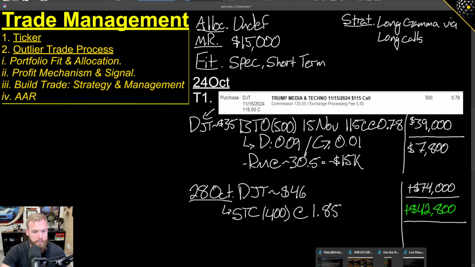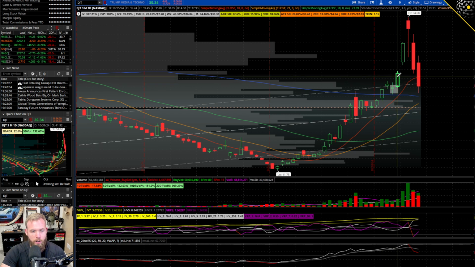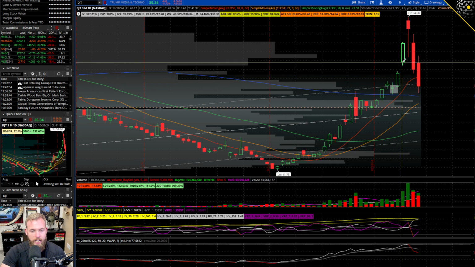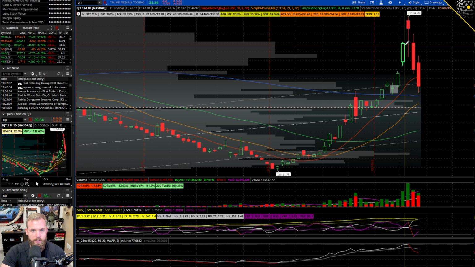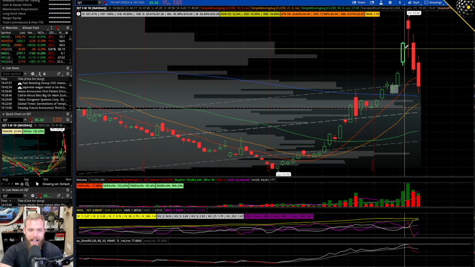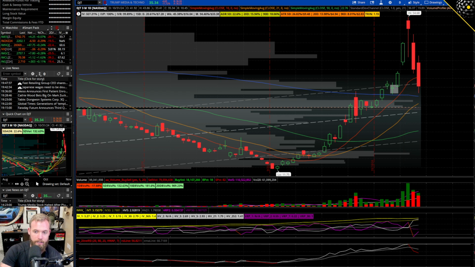So what's going on here? Why did I do this on the 28th? Well, it's really simple. If we take a look at this big giant rally, there was a fantastic exit point for me. Because again, if you go back to the original prospect of this position, it was either make some money or lose 15K. That was kind of what I was expecting to happen. And in this scenario, I got a bigger move than I originally anticipated.